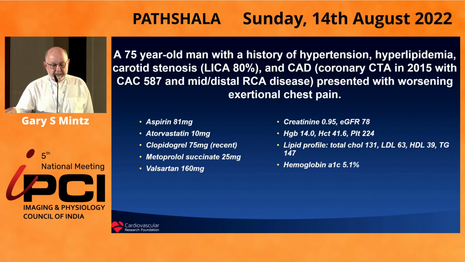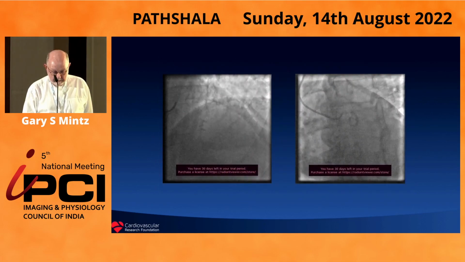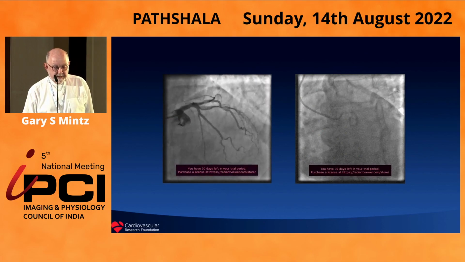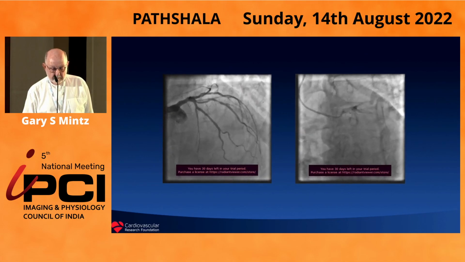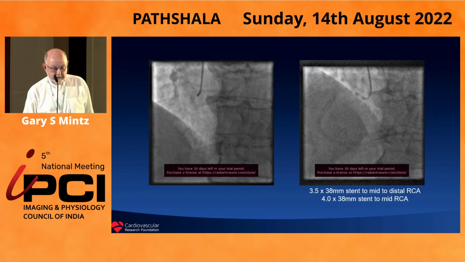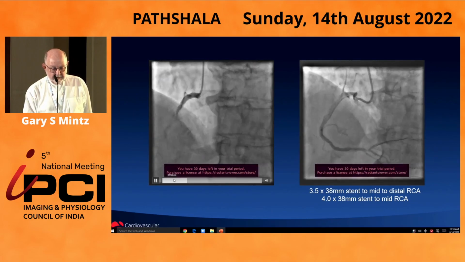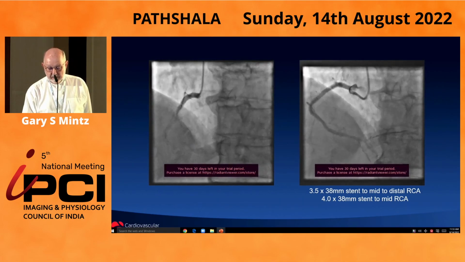And he presented with worsening exertional chest pain with fairly typical meds and fairly typical blood work, and a reasonably unremarkable ECG except for right bundle branch block. Now let's see, is this going to behave or not? So here is the left system. Again, the left system, and here is the right system. So you can see that there's a lesion in the mid-right that was stented, and the patient did okay.